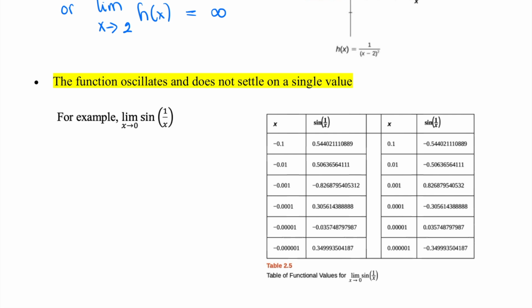As x gets closer to 0, the function keeps bouncing back and forth. It never settles. Because the function does not approach one single value, the limit of this function as x approaches 0 does not exist.